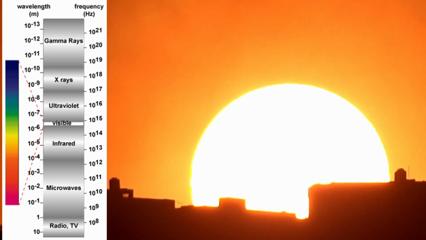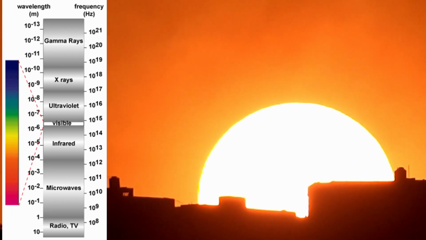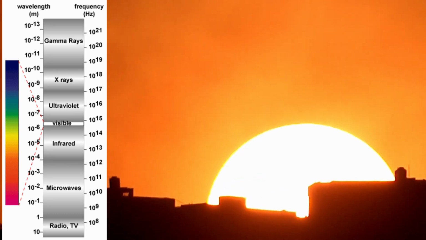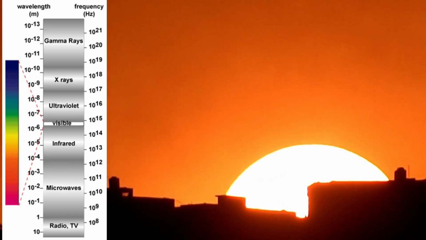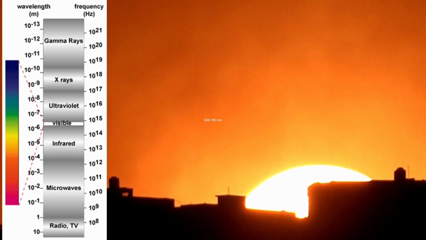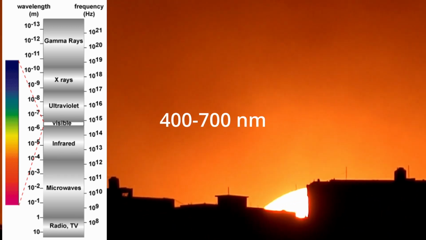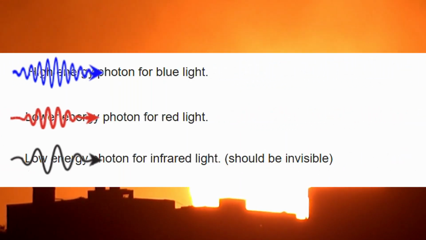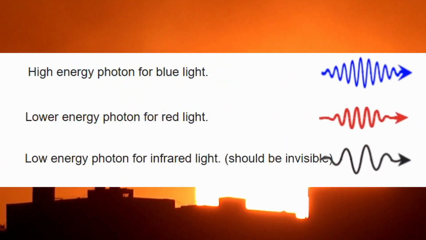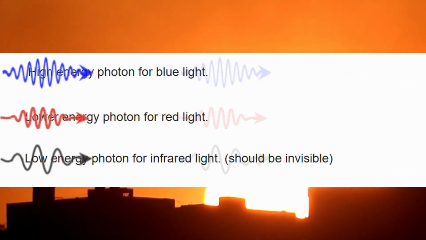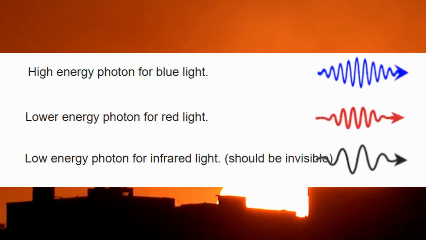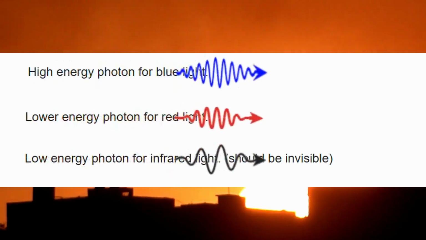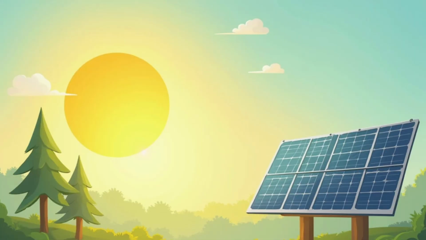The electromagnetic spectrum, which spans from very short gamma rays to long radio waves, includes only a small range visible to the human eye, about 400 to 700 nanometers. Light with shorter wavelengths, like ultraviolet and X-rays, has higher energy, while infrared and radio waves have longer wavelengths and less energy. Photovoltaic technology is most interested in the ultraviolet, visible and infrared parts of the spectrum.